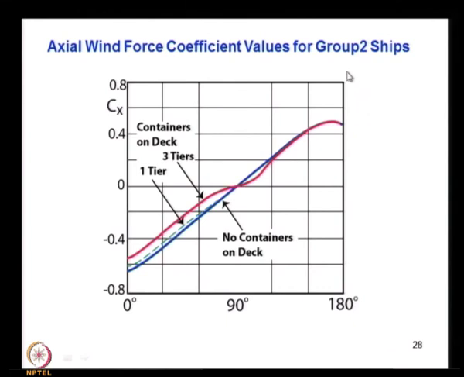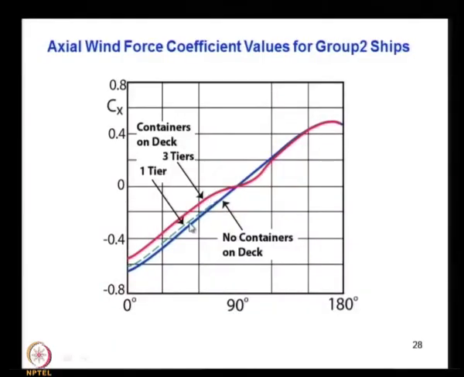Now, you consider the same thing for group 2 ships. Group 2 ship is the container ship, you recall how we defined the container ship. Here the variation, you can see the trend is the same, but the values differ due to the higher freeboard and deck positions and all that. So, you can see these values. If you have one tier, that is you are stacking only one tier of containers above deck, or if you have 3 tiers of containers above deck.